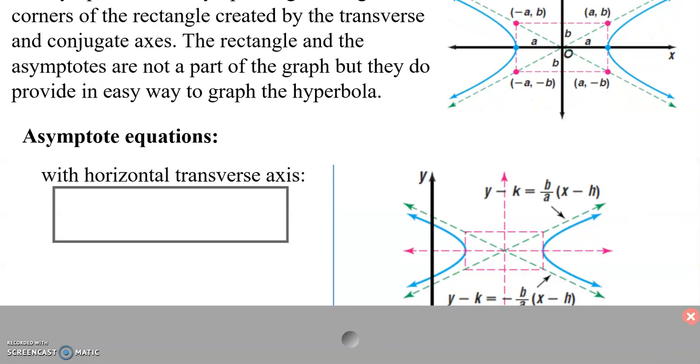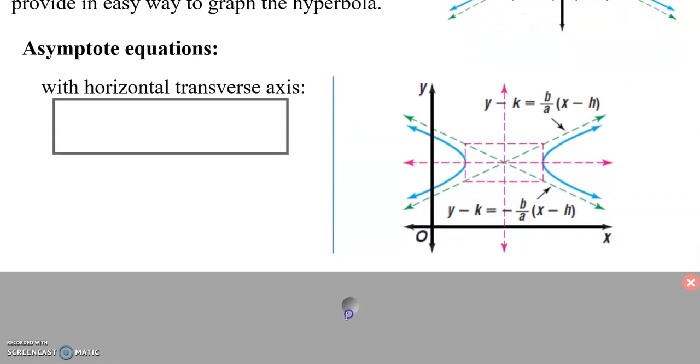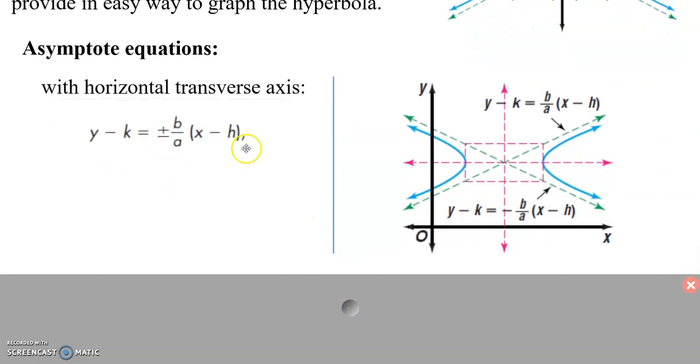So if your hyperbola faces left and right, the equation for the asymptotes will be this: y minus k equals plus or minus b over a times x minus h. So h, k is the coordinates of the center, and then there are two different asymptotes through the center. One of them has a positive slope, one of them has a negative slope. That's why we've got a plus or minus here. And then the slope will be b over a.